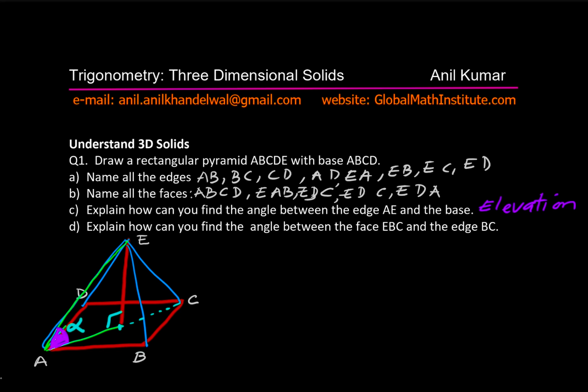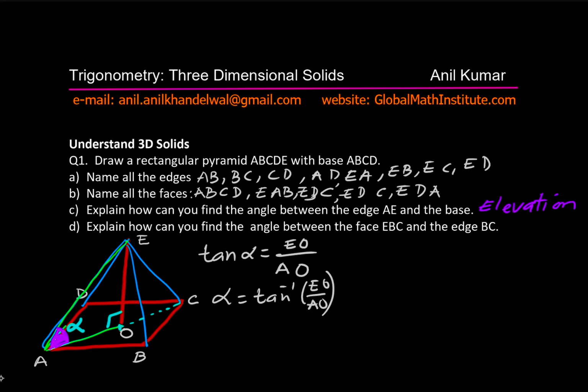So to find the angle, what can we do? We can write down that tan alpha is equal to EO, let's say O is the center, over AO, right? So now we can find the angle alpha as tan inverse of EO over AO. And normally these dimensions will be given to us.